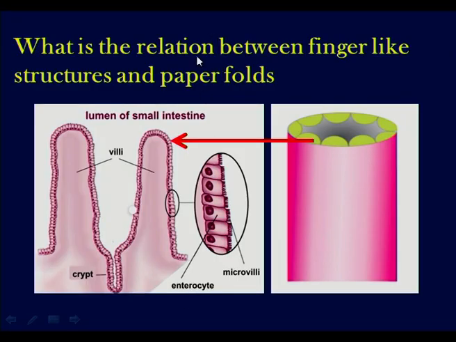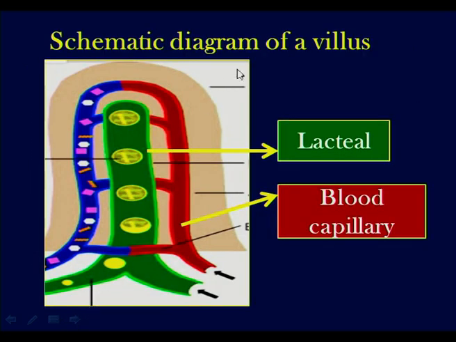Now what is the relationship between finger-like structures and paper foldings? Now these foldings resemble the finger-like structures that are present in the wall of the intestine, which are called villi, and on the surface of these villi they contain microvilli which increase the area of absorption. Students, this is the schematic diagram of a villus.